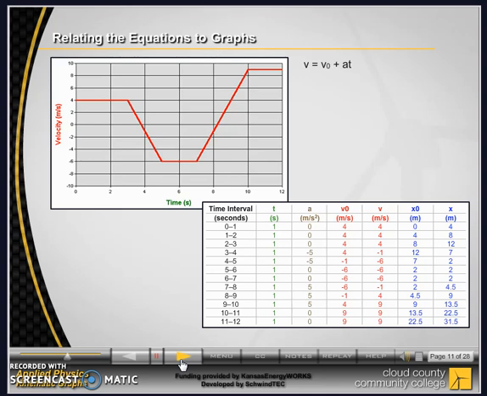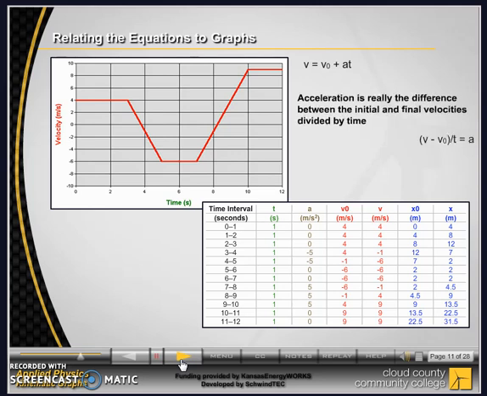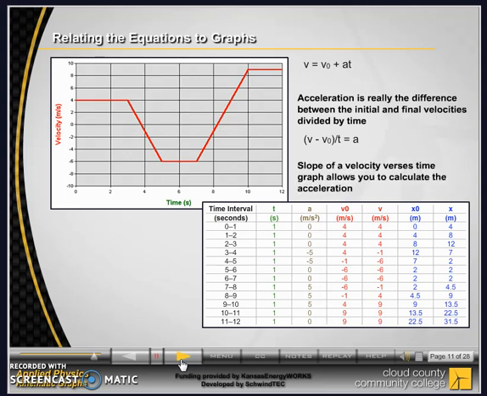Note, if you solve this kinematic equation for acceleration, you see that the acceleration is really the difference between the initial and final velocities divided by time. This is really just a calculation of the slope of the velocity versus time graph. Hence, the slope of a velocity versus time graph allows you to calculate the acceleration.